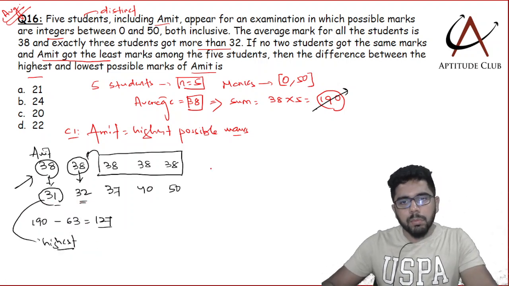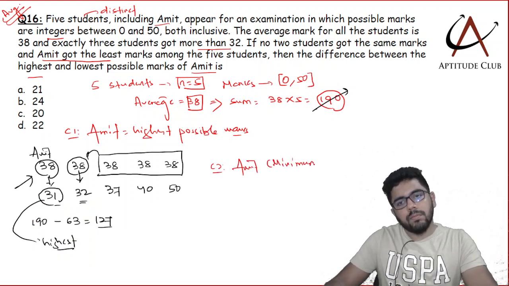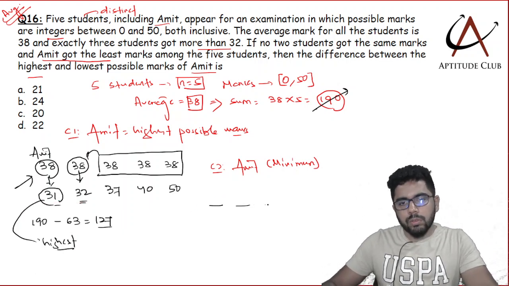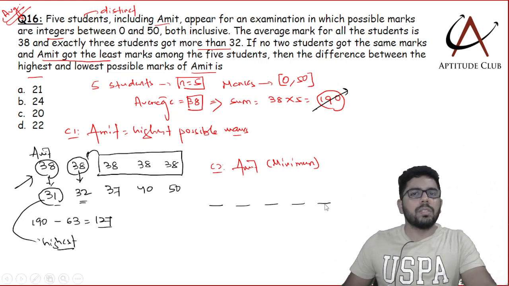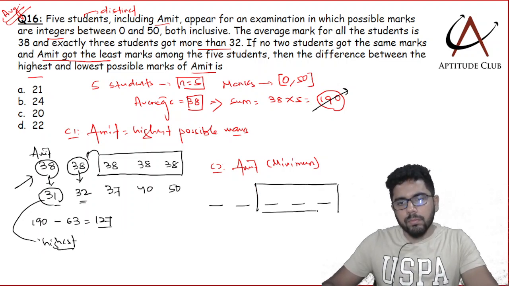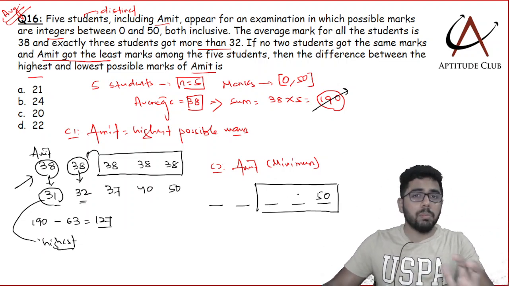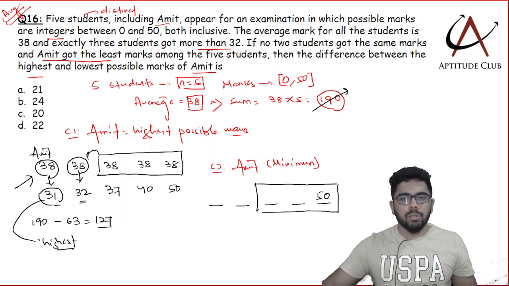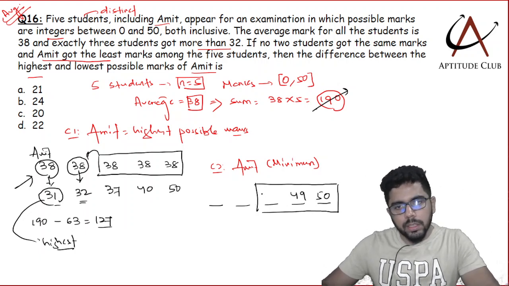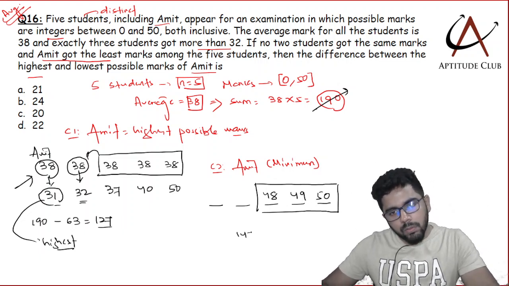Similarly, case 2, if I go for minimizing Amit, what is the minimum possible for Amit? So again 5 students, 1, 2, 3, 4, 5. For Amit to be minimum possible, again 3 people have to score more than 32. So I'll take this as 50, the maximum possible, because the total sum of 5 people is constant. If I can maximize these three, automatically these two will be minimized. So if this is 49, then this will be 48. So 50, 49 and 48, I have 147.